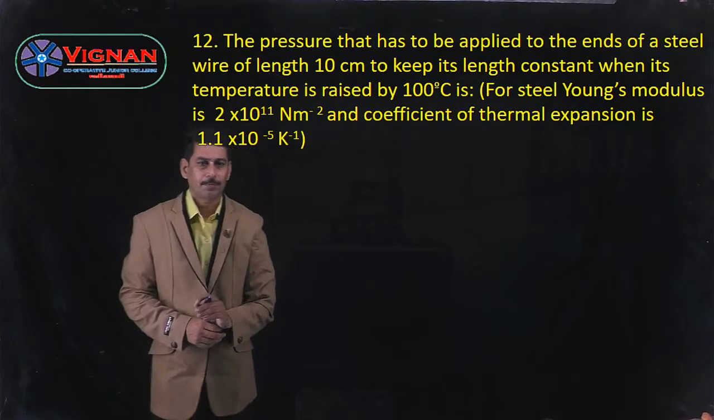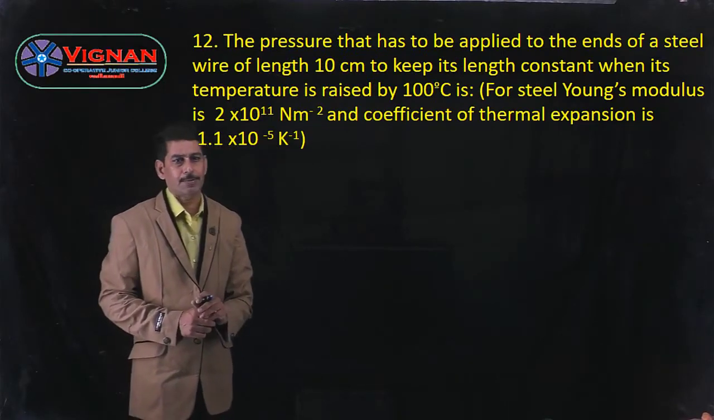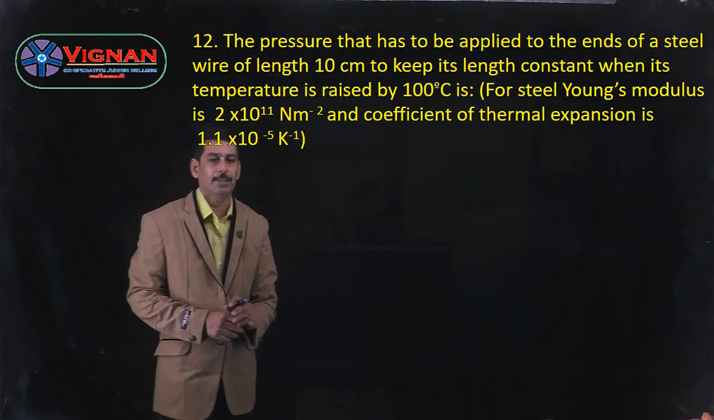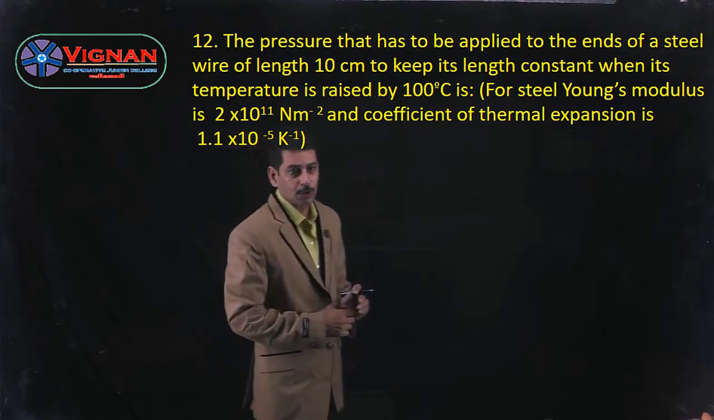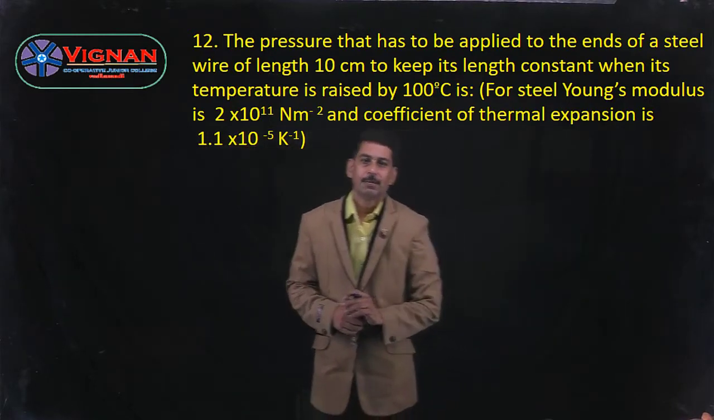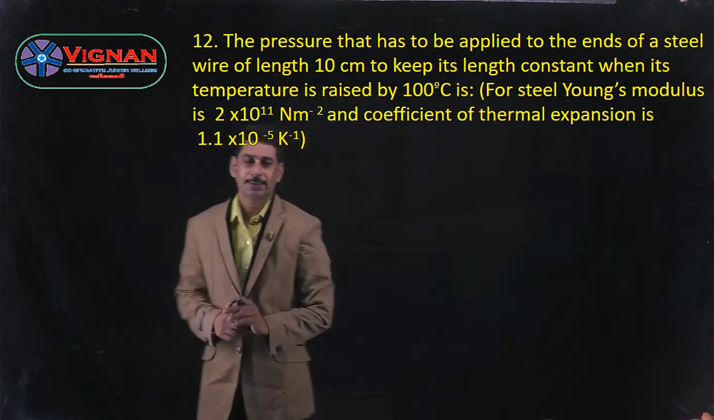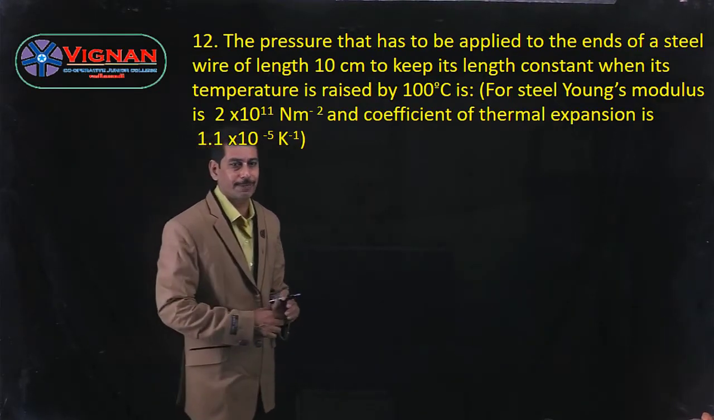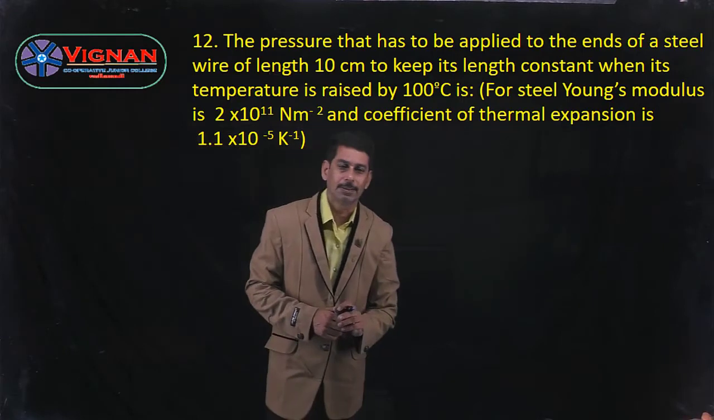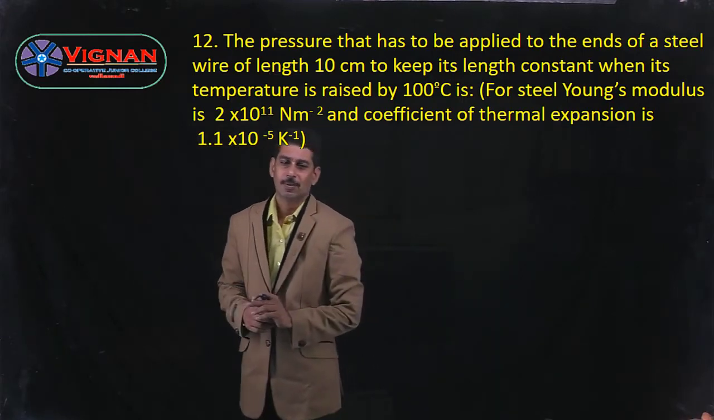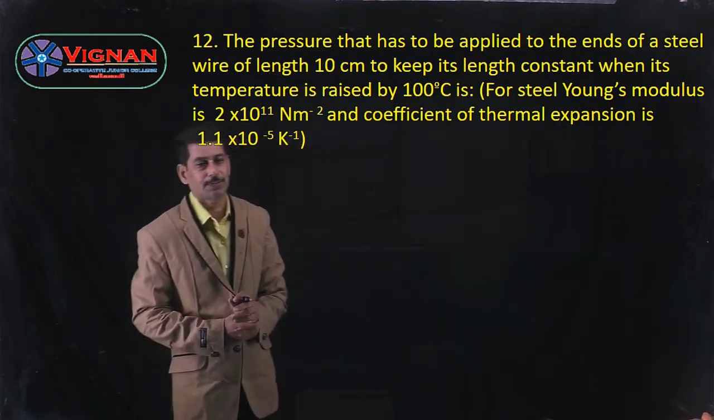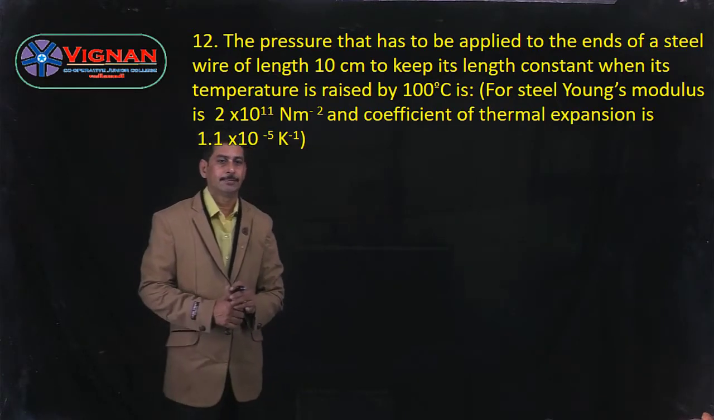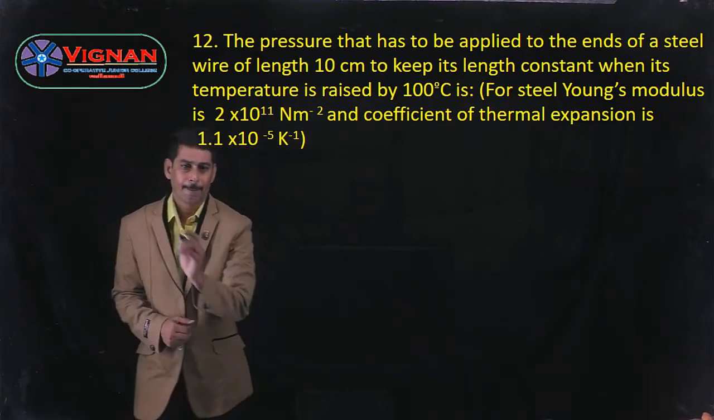See the next problem. The pressure that has to be applied to the ends of the steel wire of length 10 cm to keep its length constant when its temperature is raised by 100 degrees centigrade is... And for steel, the Young's modulus is 2 into 10 power 11 Newton per meter square, and the coefficient of thermal expansion is 1.1 into 10 power minus 5 per Kelvin. So here we have to find the pressure.